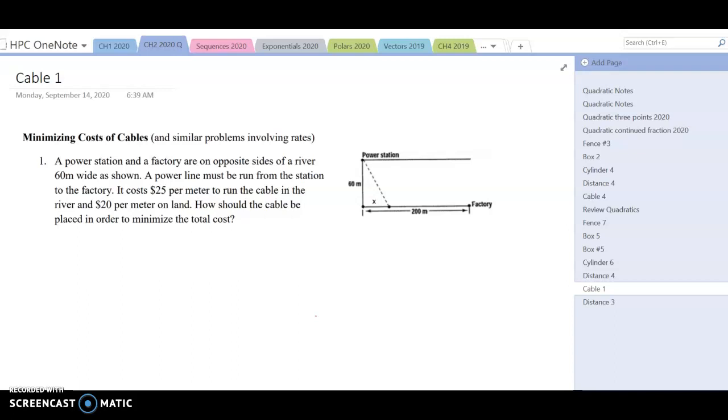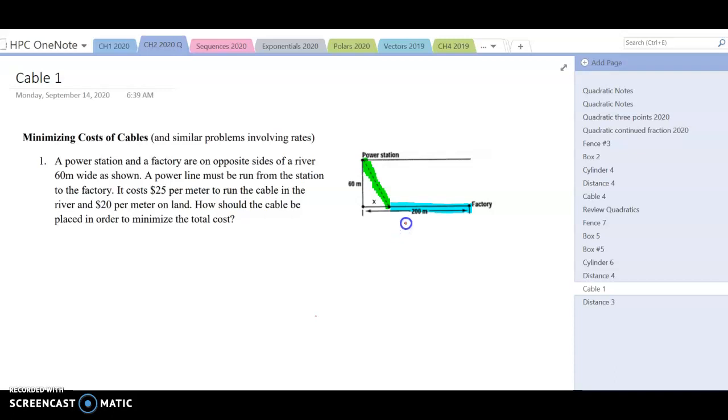I wanted to talk about cable problem number 1. If you read the problem, I'm just going to paraphrase it. We need to run cable along the land from the factory, and then we're going to run some cable underneath the river in green to the power station. And we want to find the minimum cost.